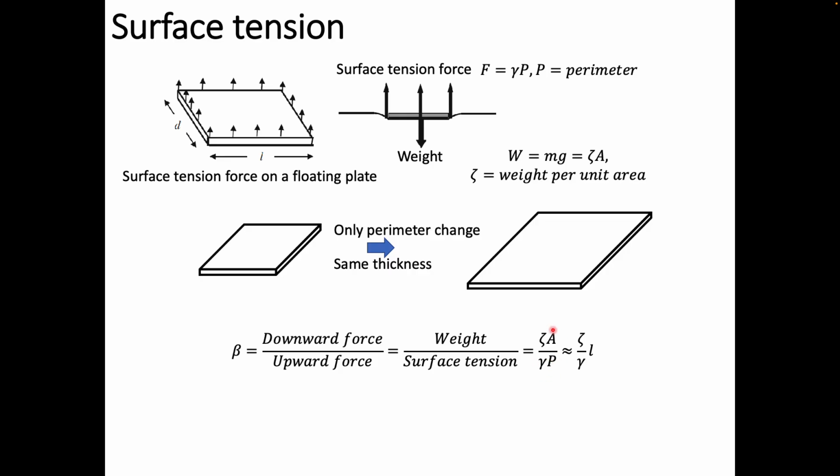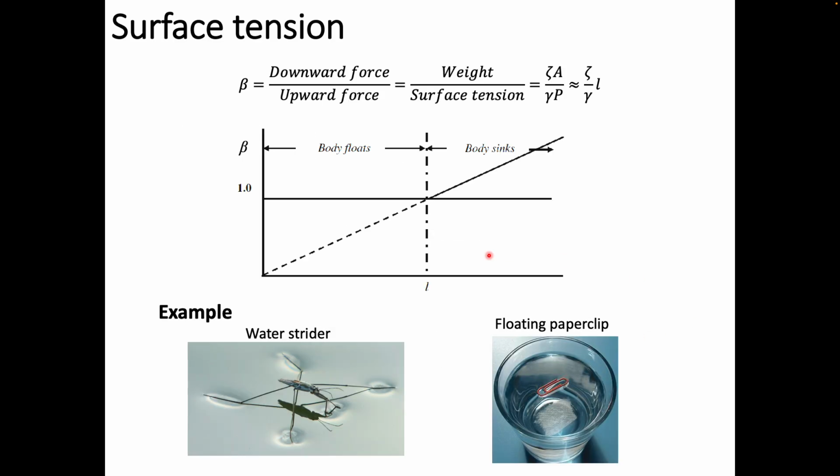And then with that, area is essentially L squared, right? The length squared. And then perimeter is just L. And then we just cancel that out, and we have only L here, right? So that is essentially how it scales with the length scale, okay? So with that, now we can plot this beta as a function of L, right? So what that means is that there will be the equilibrium position, as you increase or decrease L, okay?